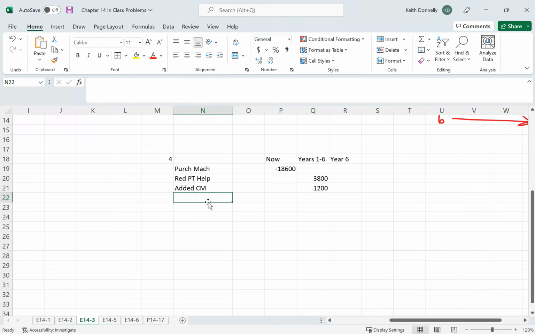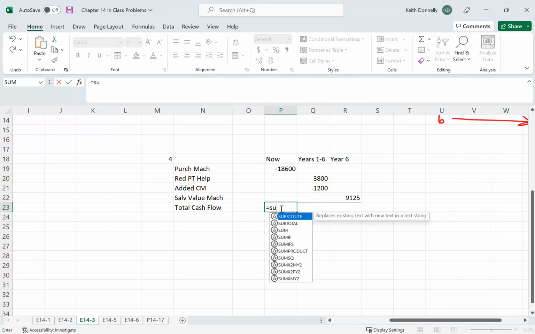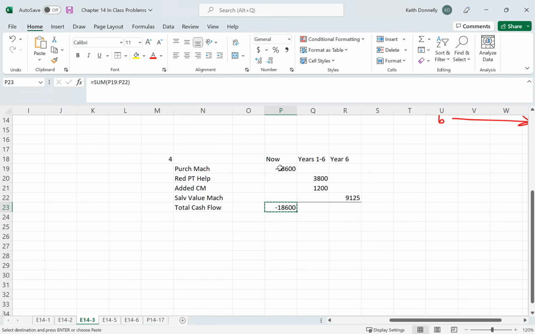And at the back end, in year 6, we'll have the salvage value of the machine. I believe they said that was 91.25. So that will give us our total cash flows to begin with. Let's just sum these. All right, just copying that formula.